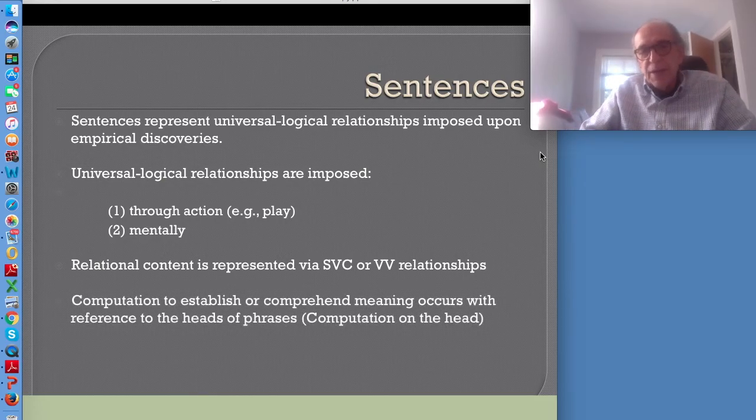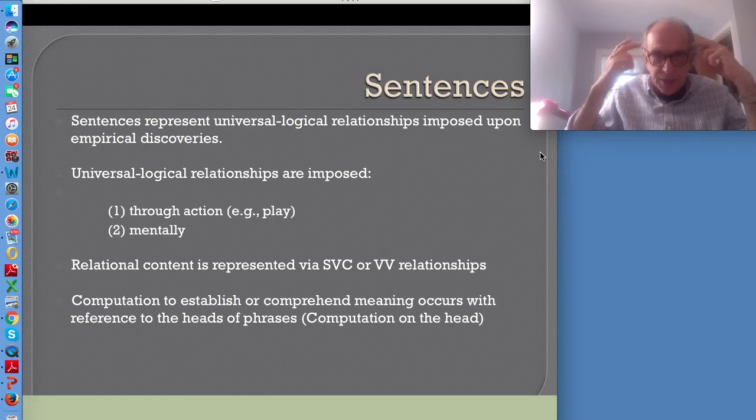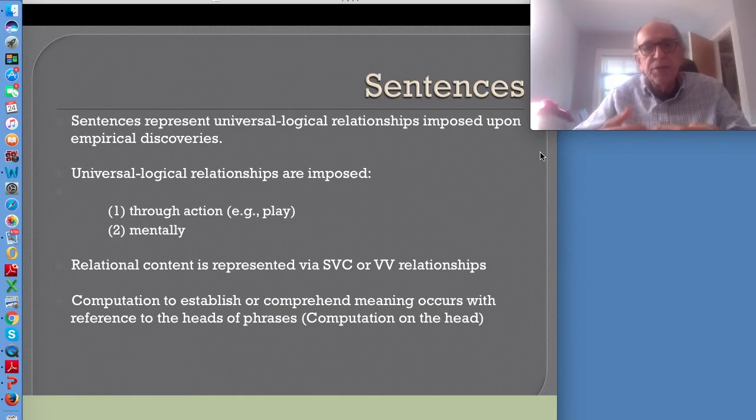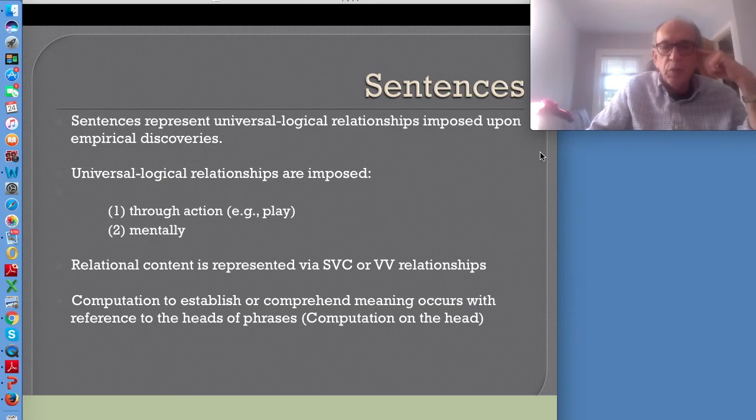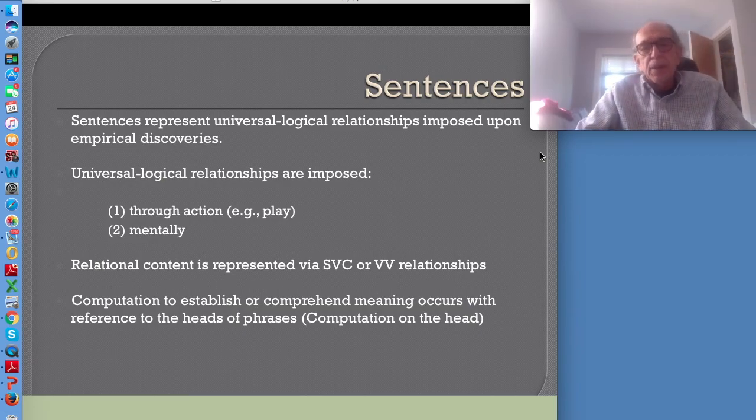And we will say, and this is a fancy and perhaps weird statement to make, but the mind is really computational. Language, in the Chomskyan sense, as a product of the relationship-making property of the mind, both in producing and comprehending things. Computation occurs to establish or comprehend meaning. And that computation occurs with reference to the heads of phrases. I say computation on the head, a term I use. What I'm talking about there, we will develop further subsequent to today's session. We're not going to be spending time today on looking at how meaning relates to heads of phrases. We will be looking further into that as we look at syntax.